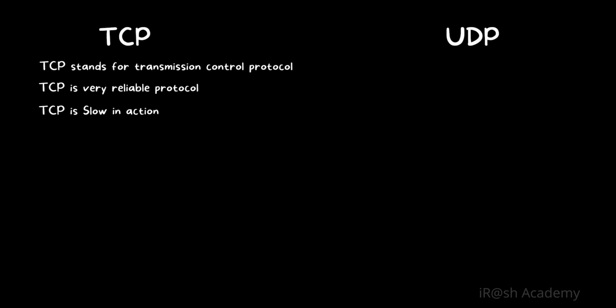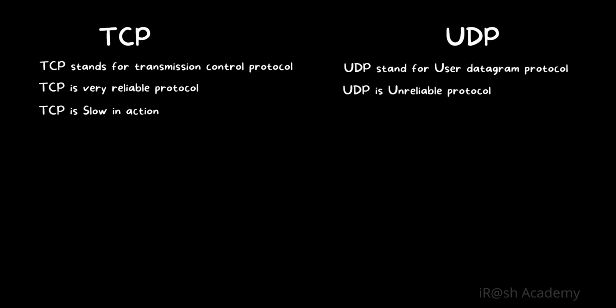Now let's talk about UDP. UDP stands for User Datagram Protocol. UDP is an unreliable protocol. When we talked about TCP, we said TCP is a very reliable protocol because it uses the three-way handshake method for network communication. But UDP is an unreliable protocol. They are mainly used for real-time communication. And UDP is very fast in action.